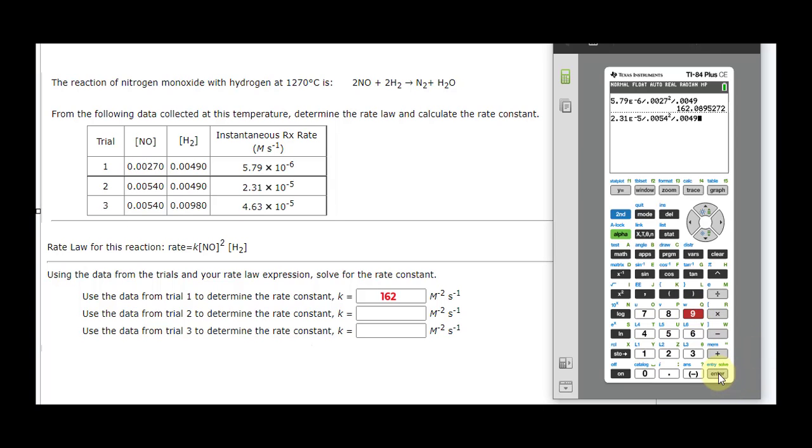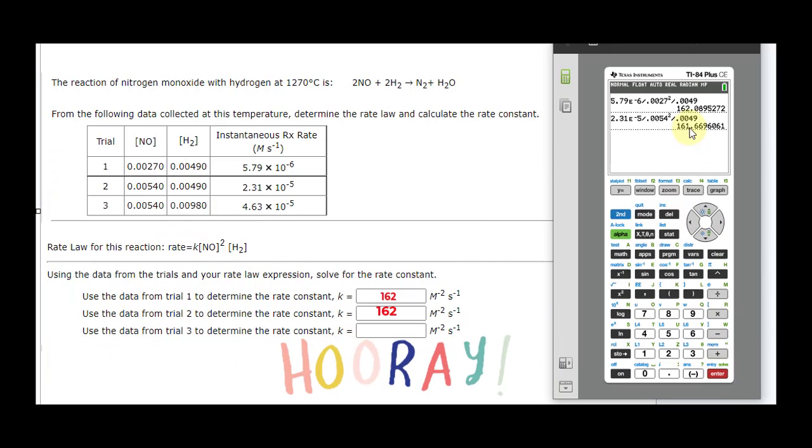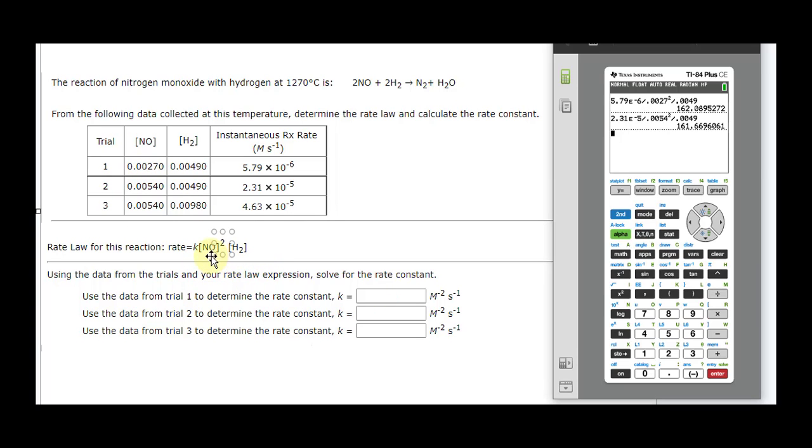This is a real check. Oh, this is tense. There it is. Oh, the same answer. And it always should be. So really, you could put all 3 in. And if you want, you can try the third trial to see if it really does work. But this means that our rate law expression does work. The NO squared times the hydrogen times our 162 will give us our instantaneous rate at those set of concentrations. What a beautiful equation.